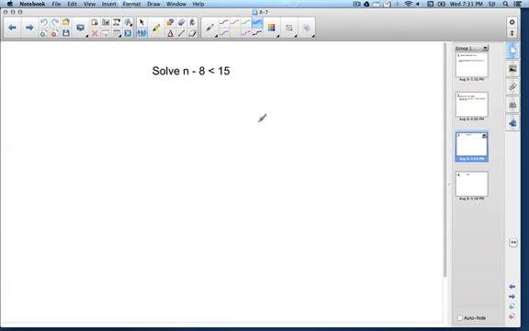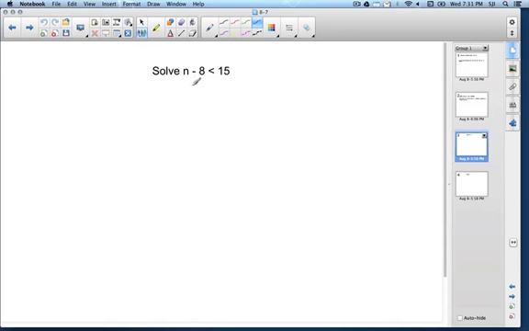So let's start with an example. We're going to solve this: n minus 8 is less than 15. We're going to ask ourselves the three questions that we always ask ourselves. What number's on the same side as the variable? What operation's going on and what's its opposite? So what are you going to add, subtract, multiply, or divide from both sides? Because those questions that we ask ourselves for equations can also be applied to inequalities.